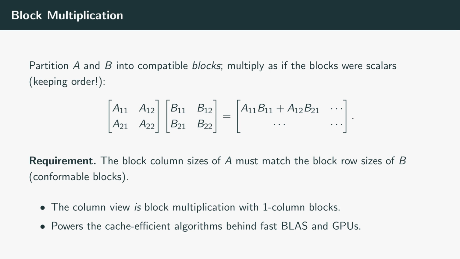The only requirement is that the blocks be conformable. The column sizes of A's blocks must match the row sizes of B's blocks, so each little product is defined. We have actually been using a special case all along. The column view of the product is just block multiplication where B's blocks are single columns. Block multiplication is not only elegant, it is the secret behind fast numerical linear algebra. Splitting matrices into cache-sized blocks is how the high-performance libraries behind every scientific computation and every GPU keep the processor fed and fast.